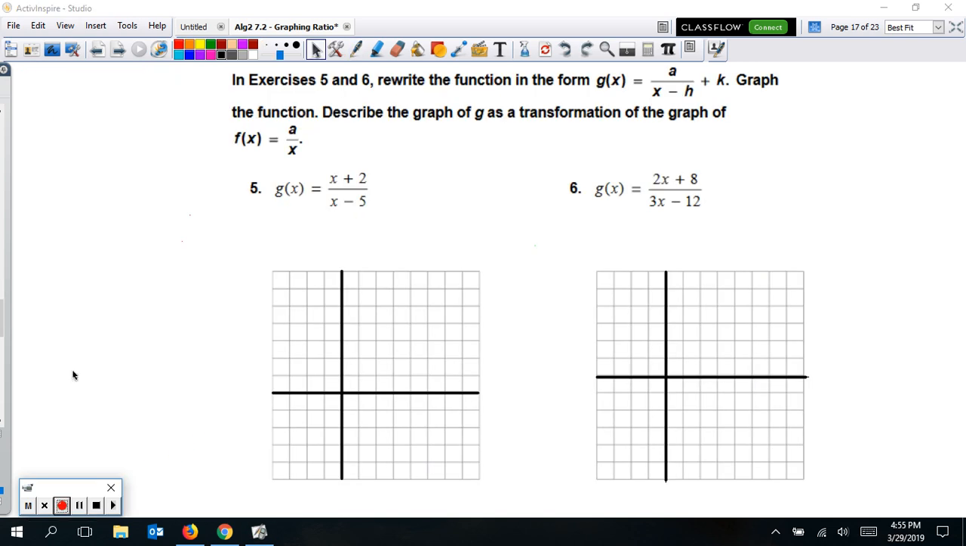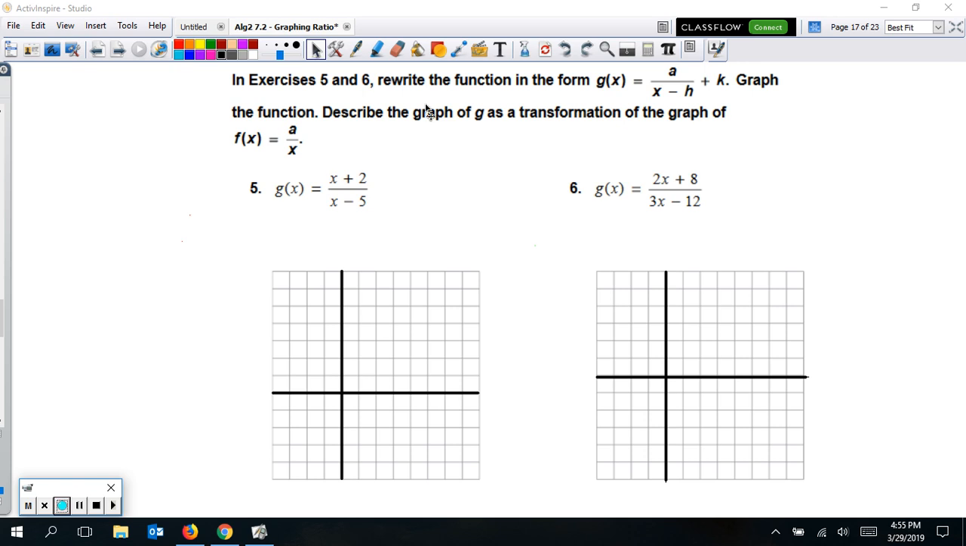Okay, so here we go with 5 and 6. It says, first of all, rewrite the function in the form g of x equals a over (x minus h) plus k. So he wants us to rewrite it instead of this form where it has the binomial over binomial. He wants us to put it back where we can see h and k. Then graph the function. Then describe the graph of g as a transformation of the graph of kind of our parent function, sort of, with a over x.